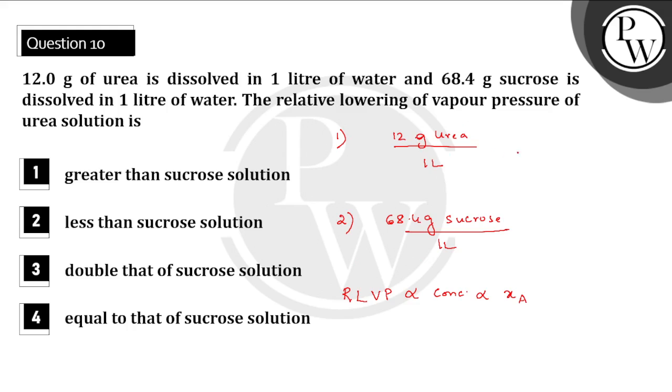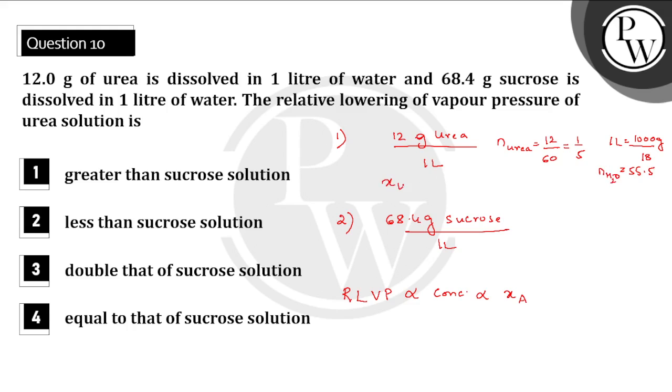12 grams of urea, that is 12 by 60, that is 1 by 5. 1 liter water, that is 1000 grams by 18, which is equal to 55.5. This is the number of moles of water.